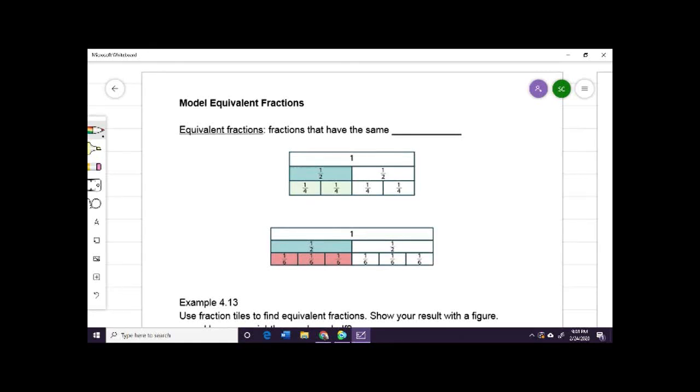Okay, Math 8, we are going to continue with modeling equivalent fractions. So first we need to define what equivalent fractions are. Equivalent fractions are fractions that have the same value.